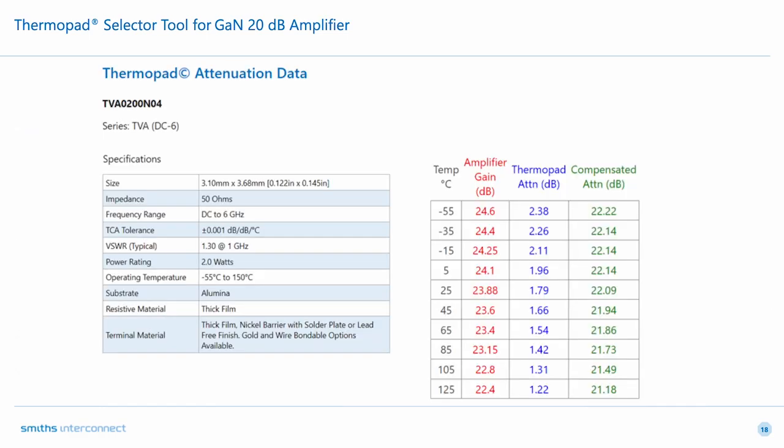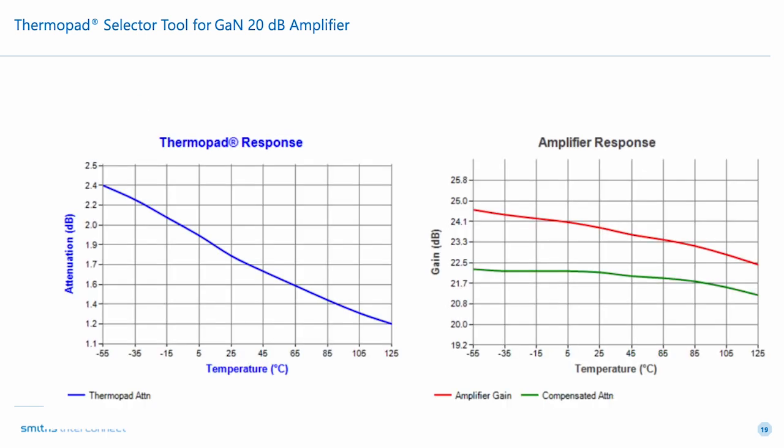And again, the output from the ThermoPad tool with all the details that can be printed or emailed. Again, the ThermoPad response is on the left. The amplifier, in conjunction with the ThermoPad, we get that green line, which shows a much nicer linear line.